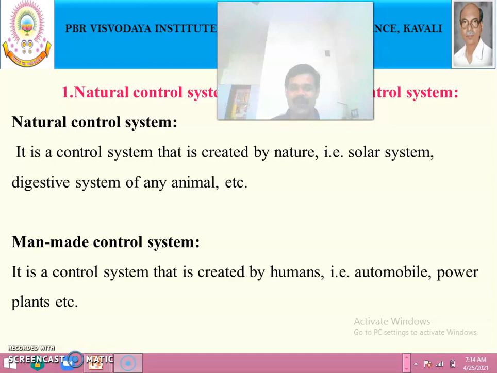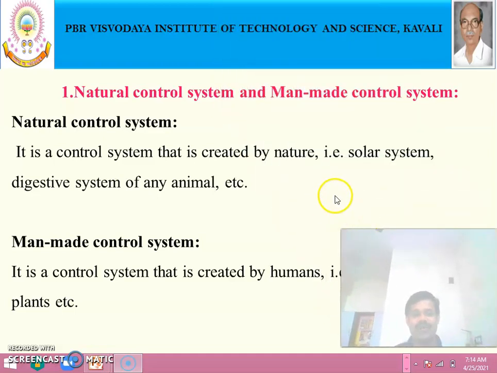Now we are going for the classification of control systems. We are classifying the control system into many types. The first type is natural control system and man-made control system. What is meant by natural control system? It is a control system that is created by nature.